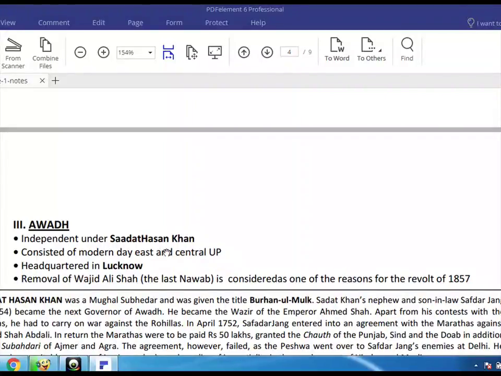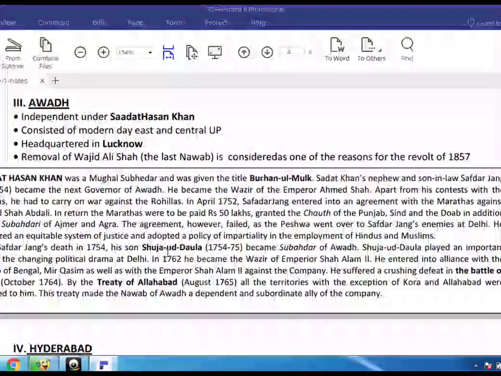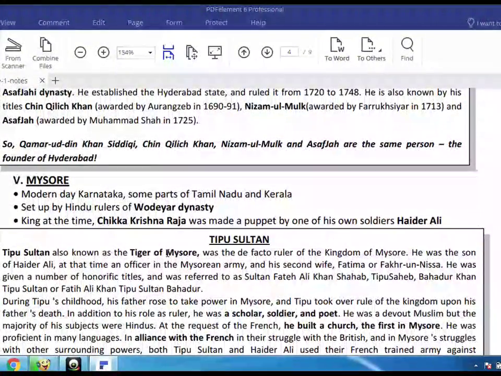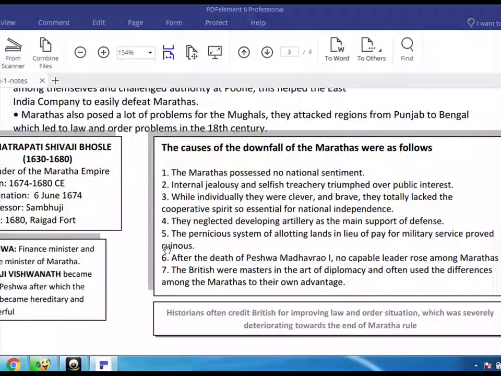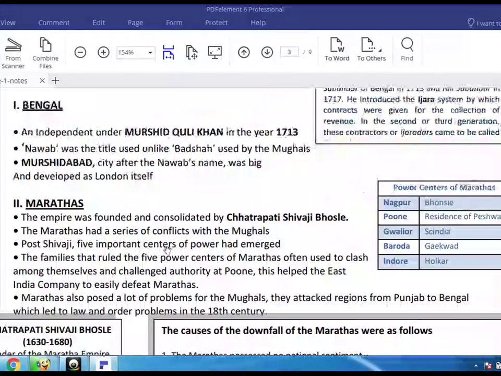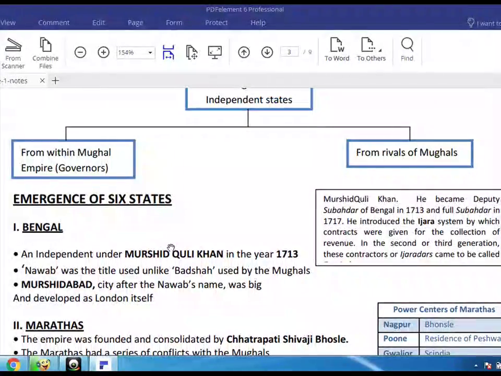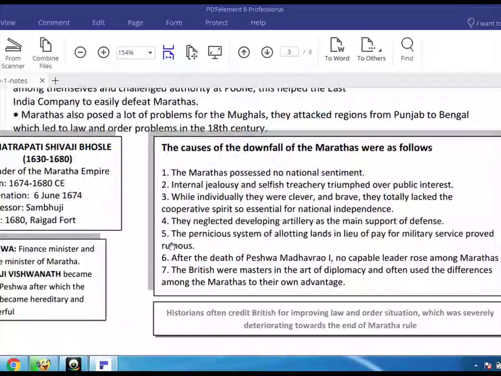Murshid Quli Khan. He became deputy subedar of Bengal in 1713 and full subedar in 1717. He introduced the ijara system, by which contracts were given for the collection of revenue. In the second or third generation, these contractors or ijaradars came to be called zamindars.